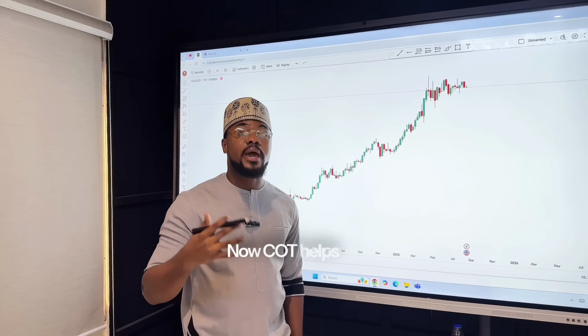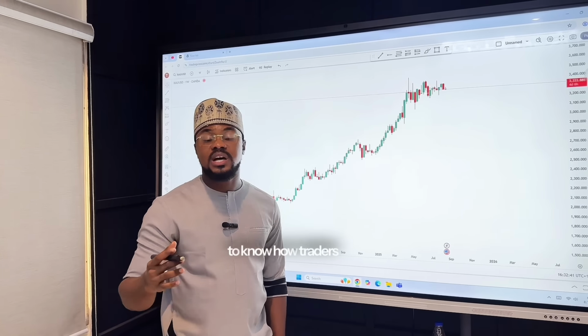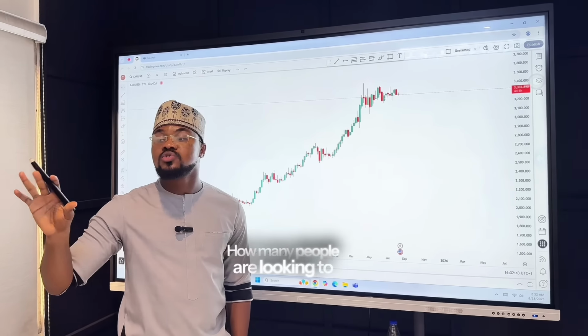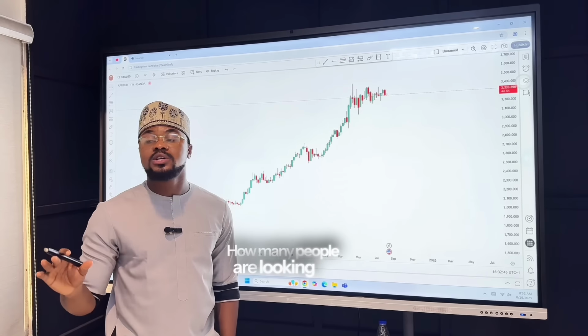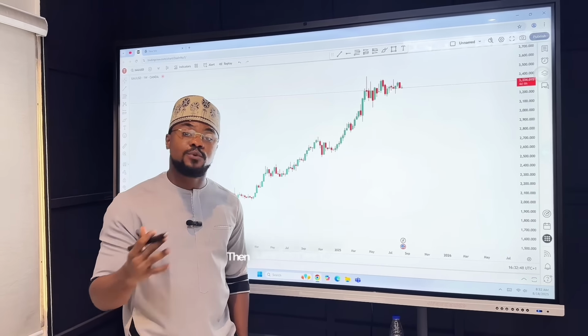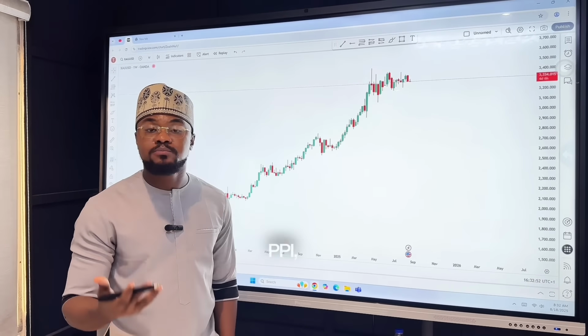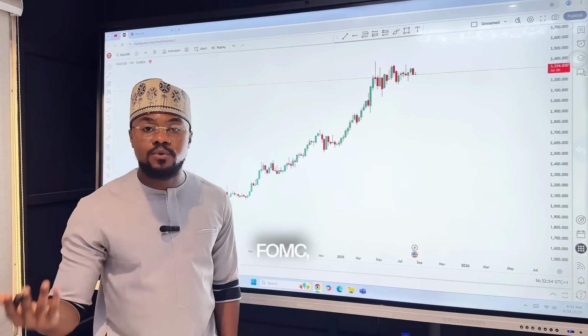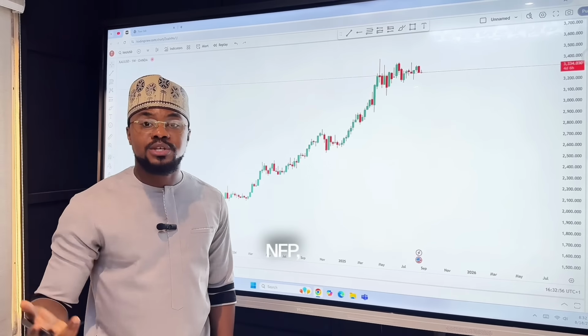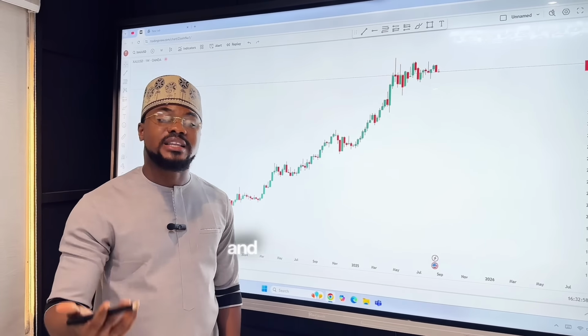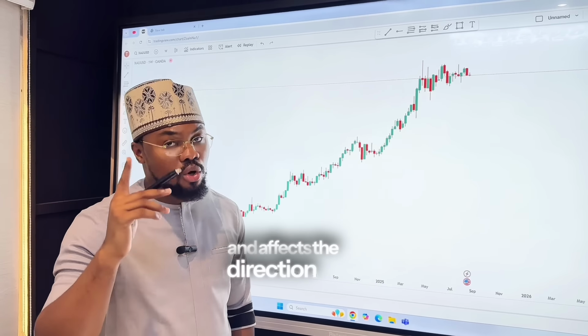Now, COT helps you to know how traders are positioned. How many people are looking to sell these assets this week? How many people are looking to buy this asset this week? Then fundamental analysis or fundamental news events like CPI, PPI, interest rates, FOMC, NFP, they influence and affect the direction of gold.